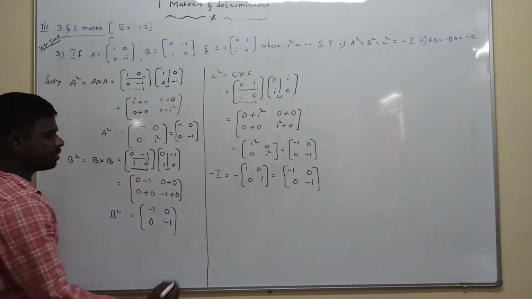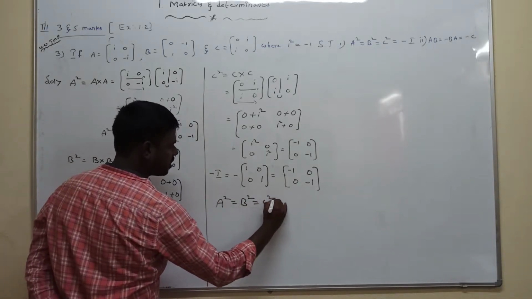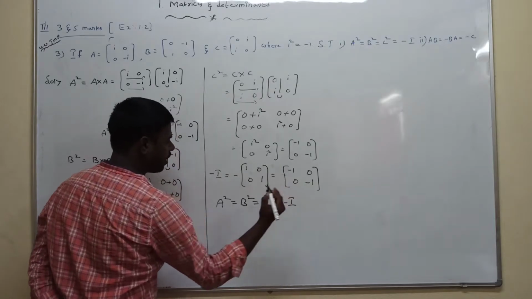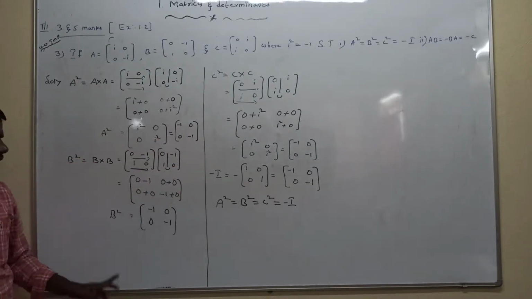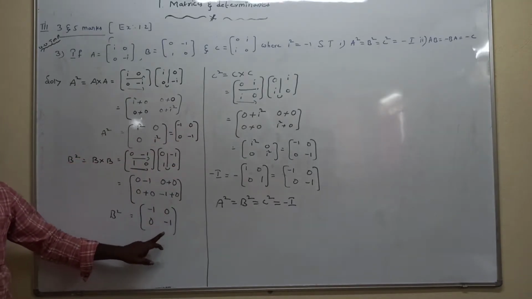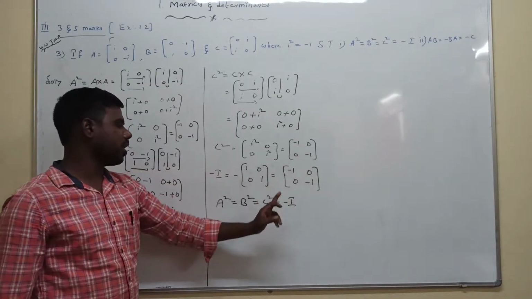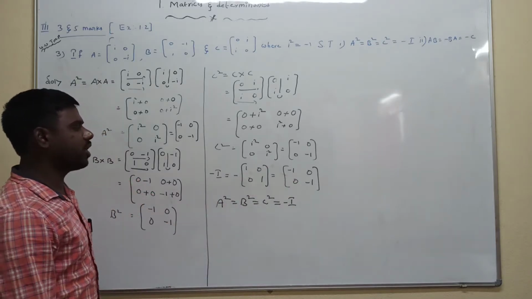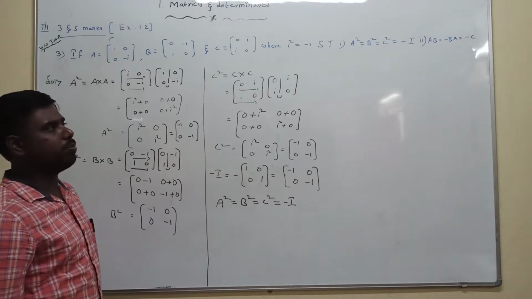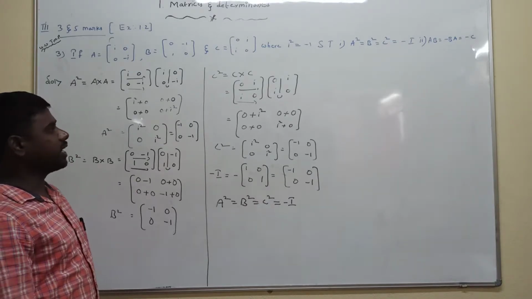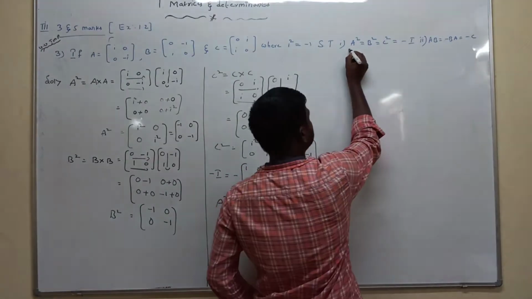Observe all the questions. A square is equal to B square is equal to C square is equal to -I. All are equal. A square got -1, 0, 0, -1, and B square also got -1, 0, 0, -1, and C square also got -1, 0, 0, -1. So minus I also got -1, 0, 0, -1. Because of that, all are equal. All the matrices are equal. That's why the first one is satisfied.